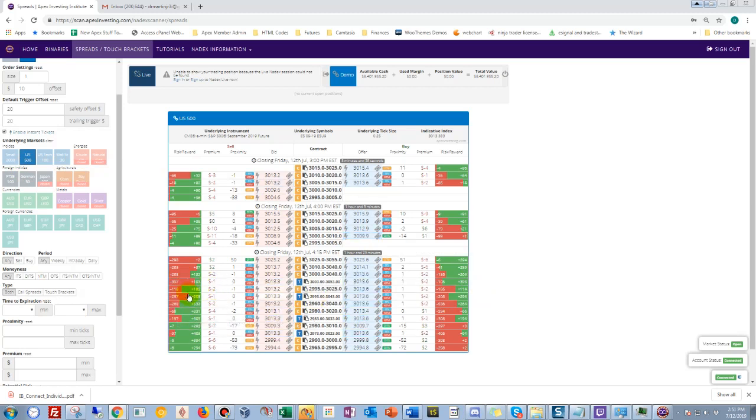The last extra piece that's on the graph here, and this is a little bit more advanced, but it's premium. And premium is, you have two parts of a spread price, okay, an option spread here.